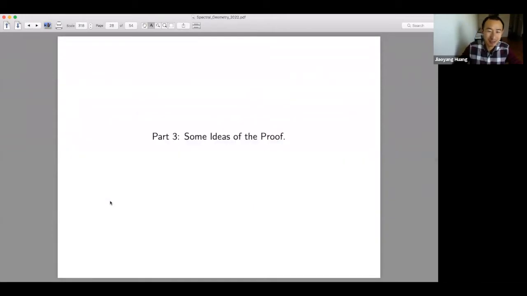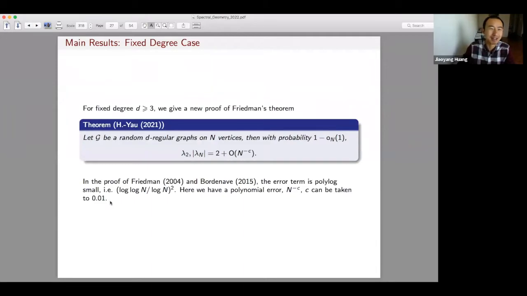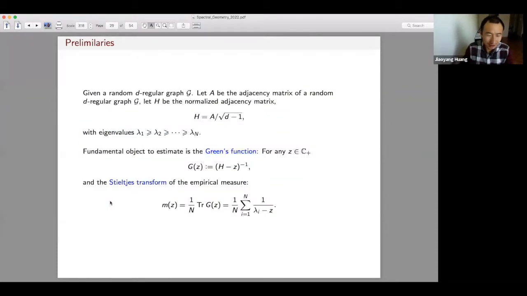Okay, so next I will explain some of the proof ideas, mainly for random D-regular graphs when D is fixed. The tool we use to figure out the location of those extreme eigenvalues is through studying the Green's function and the Stieltjes transform. So let me quickly recall, A is the adjacency matrix, and we normalize it by the square root of D minus one. In this way, lambda 2 through lambda n have support roughly from minus 2 to 2. It does not depend on degree D.